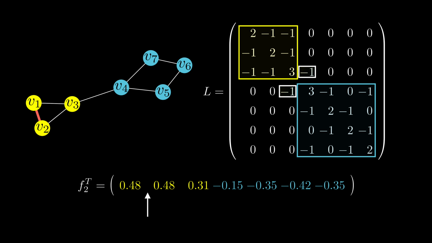Because lambda 2 is non-zero, but it's also the smallest non-zero eigenvalue, f2 will behave like a pair of scissors. It's going to find the weakest connection in the graph and flip the signs of the entries of f2 there.